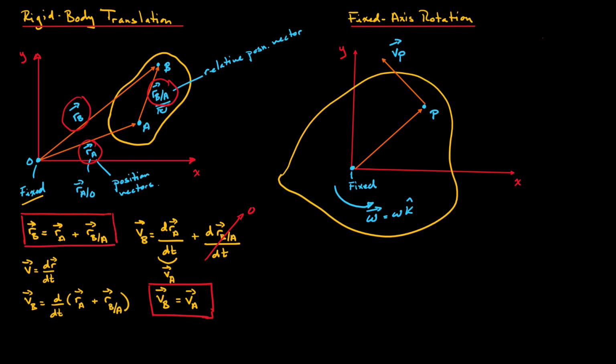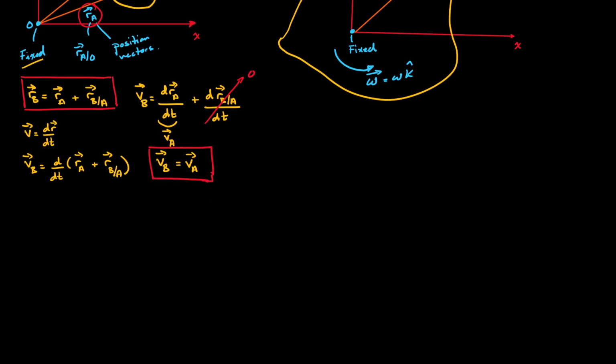Not too bad so far. We can go one step further and look at the acceleration. If we differentiate one more time, we're going to see that the acceleration is also the same at each particle on the rigid body. And this is our characterization of rigid body translation. This applies to both rectilinear translation and curvilinear translation.